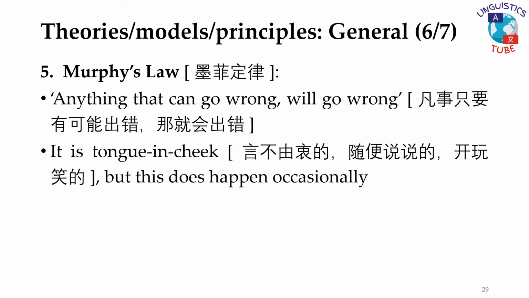Next is Murphy's Law. This law states that anything that can go wrong will go wrong. It is a rather tongue-in-cheek theory, but this kind of thing definitely happens to all of us occasionally.